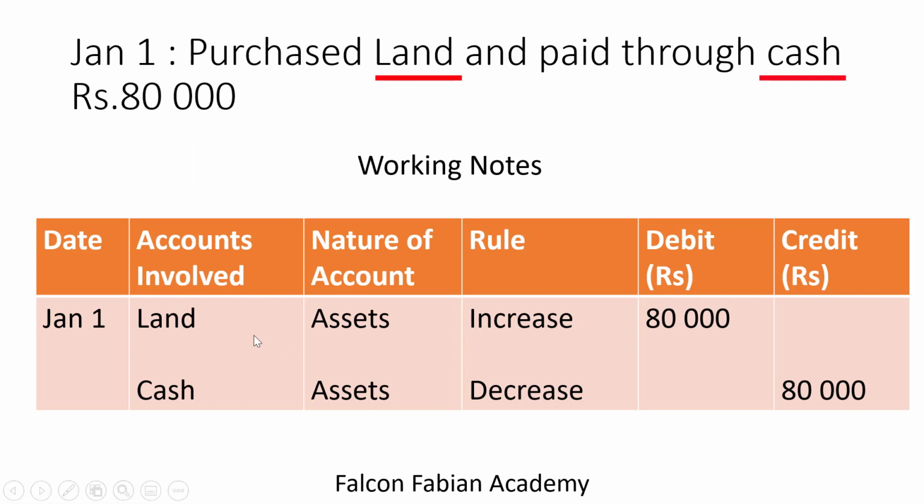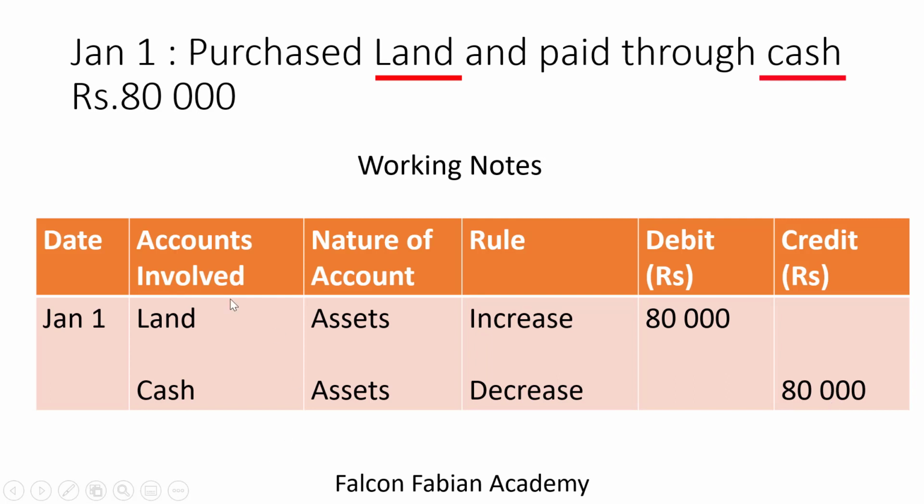And in order to buy land, the business is paying cash. Therefore, the cash balance in the business is decreasing. So land is an asset. As the business is buying land, it is increasing. Cash is also an asset, and as the payment is made in cash, therefore the cash balance in the business is decreasing. And what was the rule? If there is an increase, you debit it. Therefore, land account needs to be debited by 80,000. And if there is a decrease, it needs to be credited. Therefore, cash account needs to be credited by 80,000.